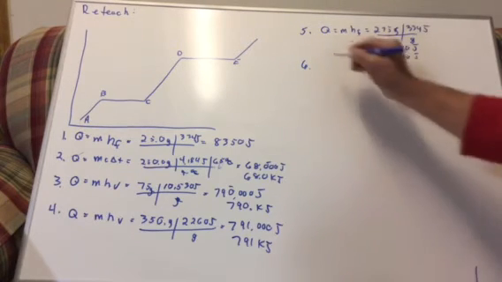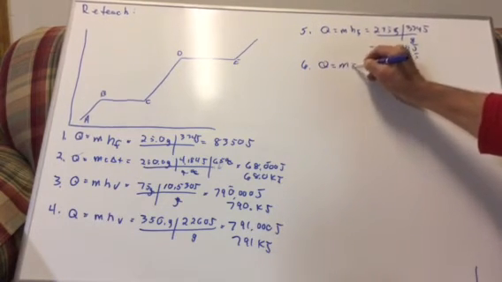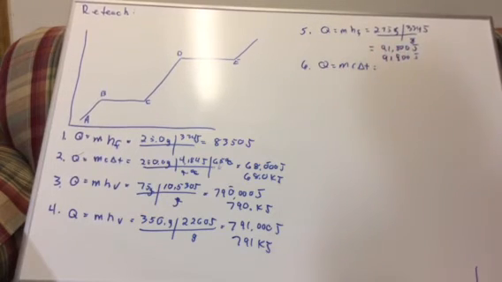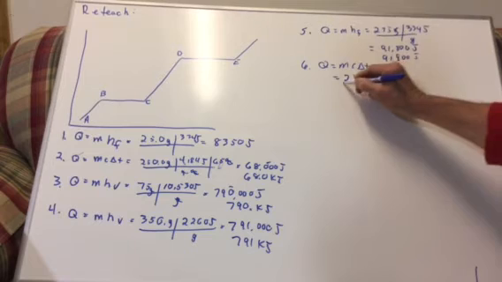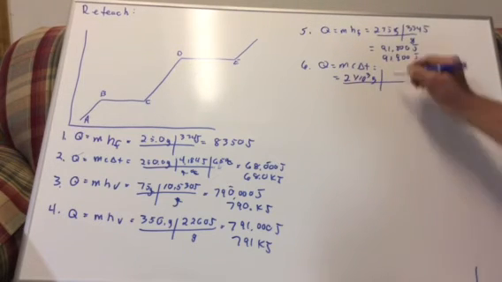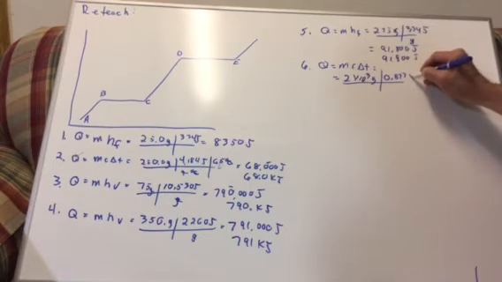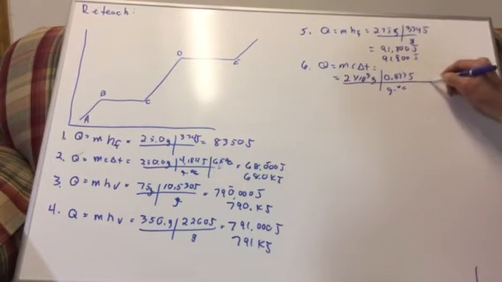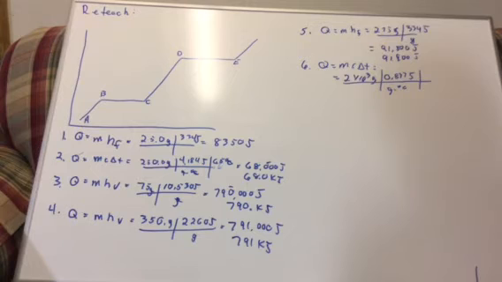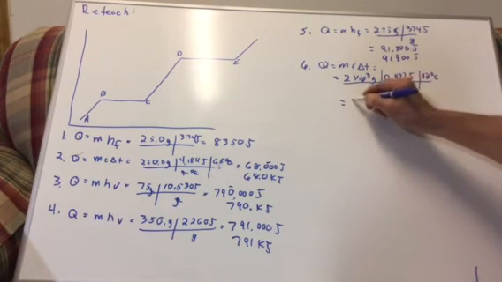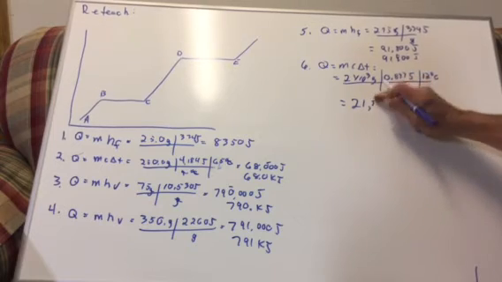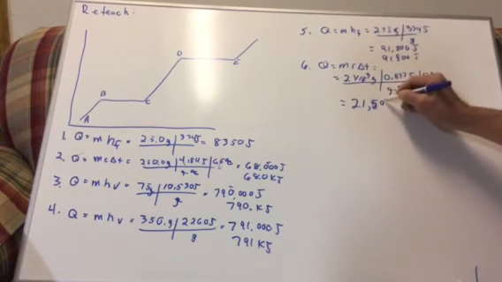Okay, on number 6, Q equals mc delta T. And I'm going to bring this down a little bit so you can see it better on the video here. 2 times 10 to the 3rd grams. The C, this is aluminum, so 0.897 joules per gram degrees Celsius. And the temperature change is 12 degrees Celsius. And so your answer is 21,500 joules.